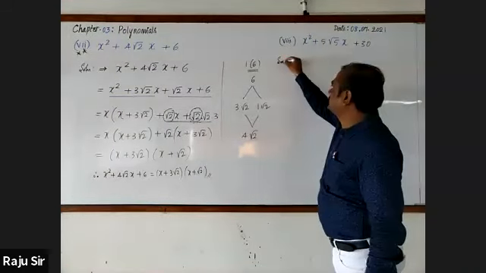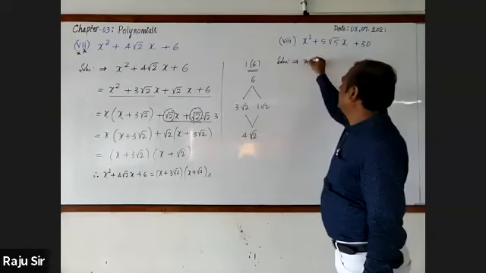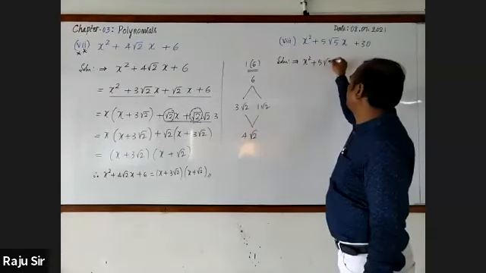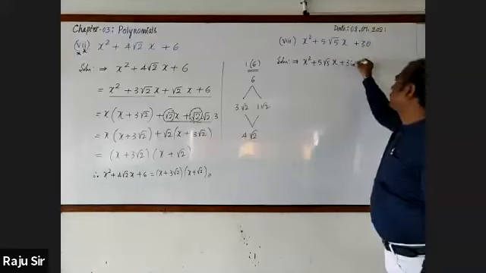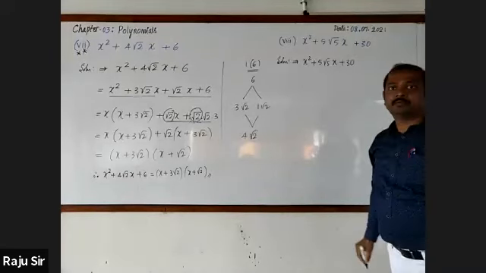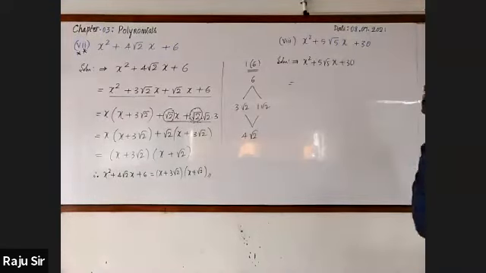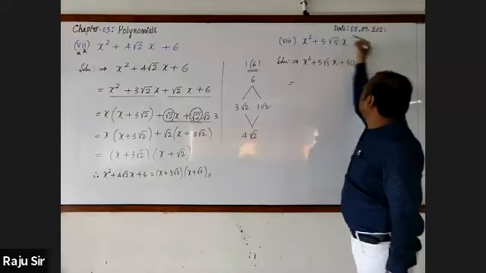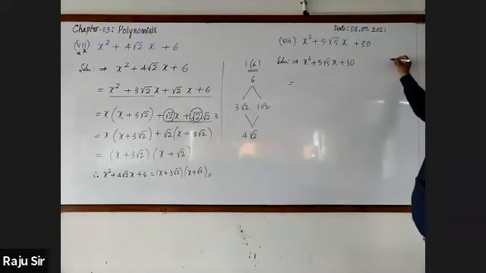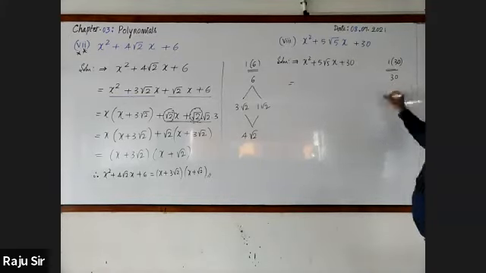Write this as it is: x square plus 5 root 5 x plus 30. Next term, multiply first and last term. Here is 1, here is 30. It is 1 into 30, which is 30. The middle term is 5 into root 5.